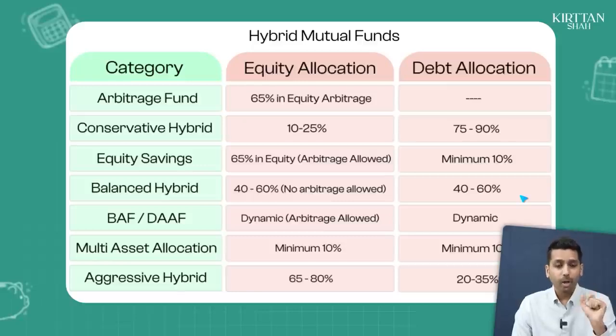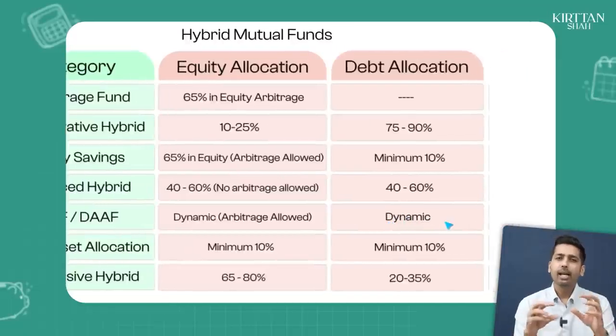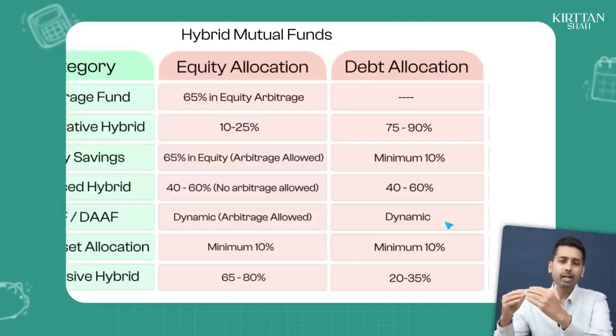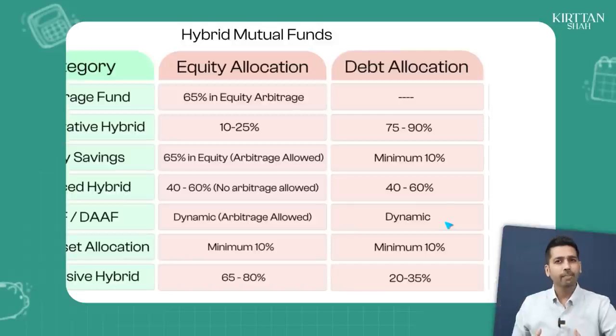One other interesting category is something called the balanced advantage fund or the dynamic asset allocation fund, in which, if you see over here, the allocation to equity and fixed income is extremely dynamic. You've left it to the fund manager to decide how much and when they want to increase allocation to equity or debt. So what they typically do is, when they feel that the equity markets are expensive, they reduce their equity allocation, and when they feel that the markets are cheap, they increase their equity allocation.